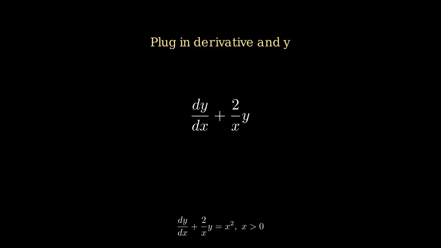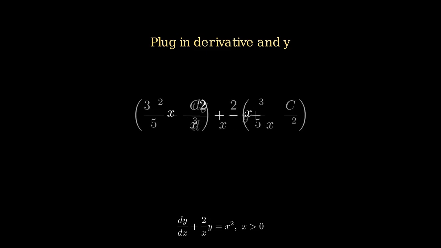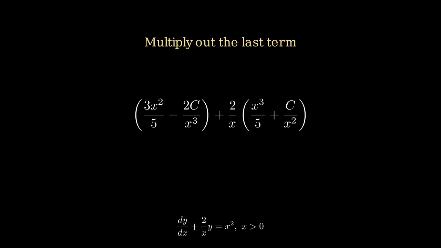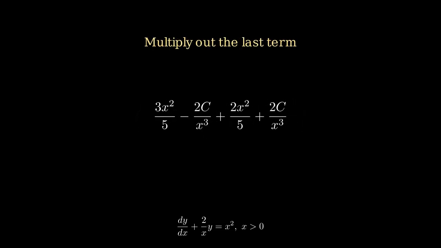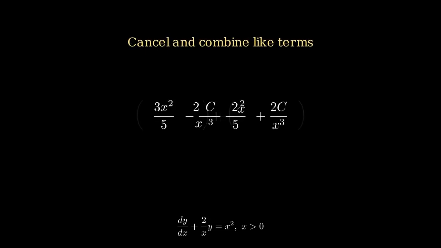We get 3x squared divided by 5 minus 2 capital C divided by x cubed plus 2 divided by x times the quantity x cubed divided by 5 plus capital C divided by x squared. Multiplying out that last term gives 2x squared divided by 5 plus 2 capital C divided by x cubed.